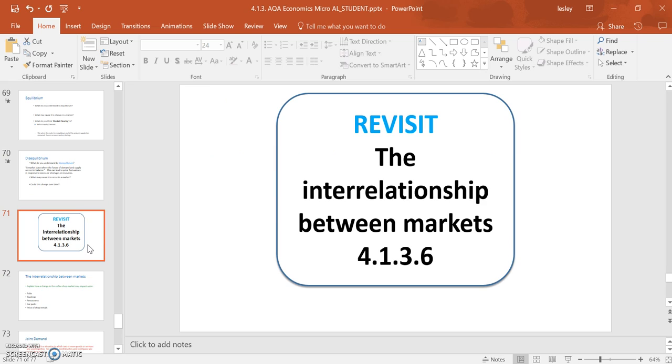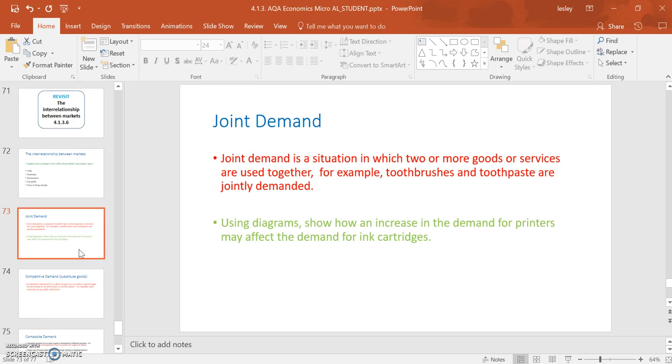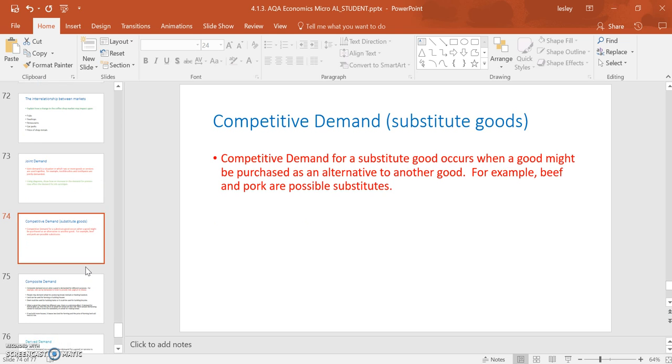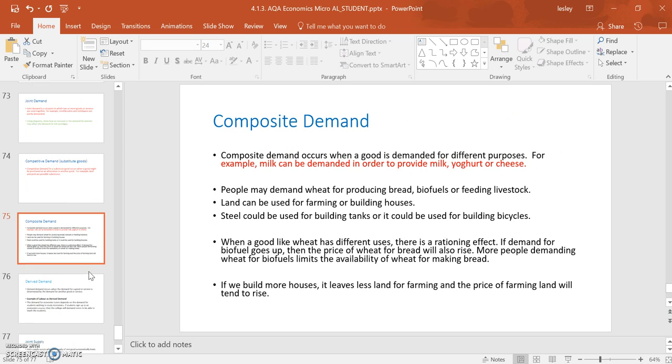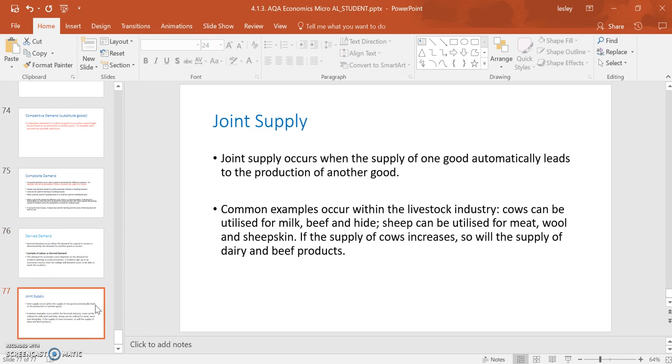And then 4136 runs through a handful of key terms. Classic, I would say, multiple choice questions here, but we need to know why some markets are related to each other, and there should be some things you recognise here. Joint demand, competitive demand, composite demand, derived demand, very important for labour markets later on, and finally your supply.